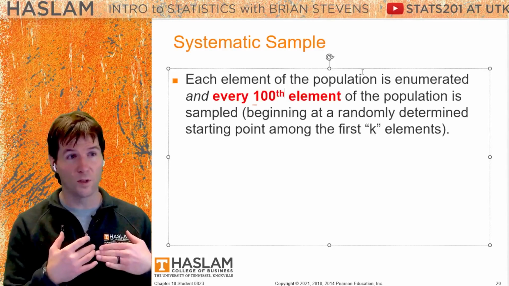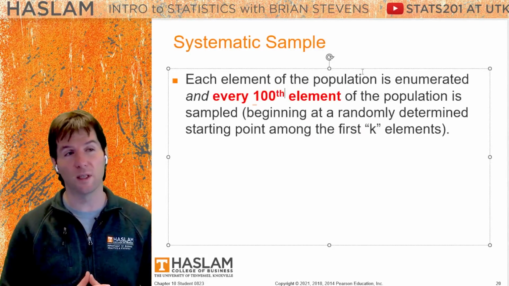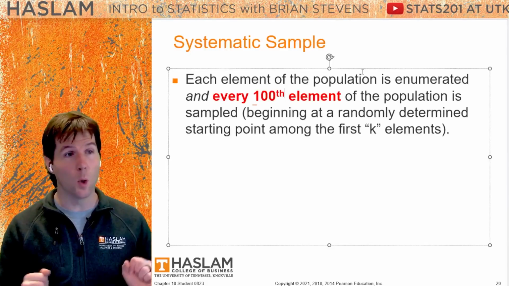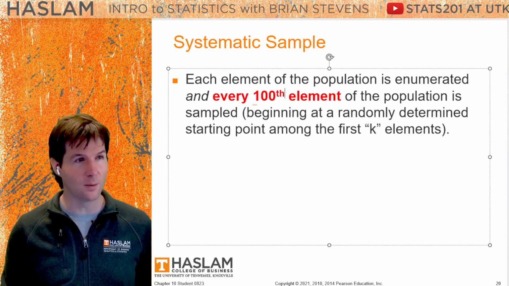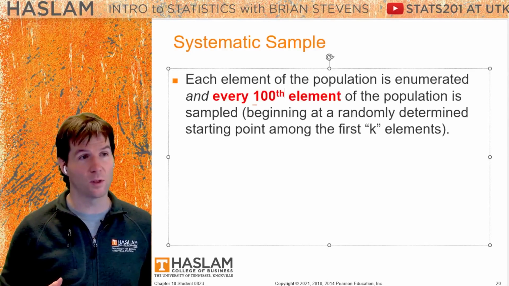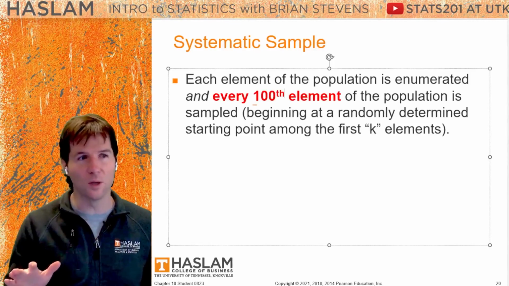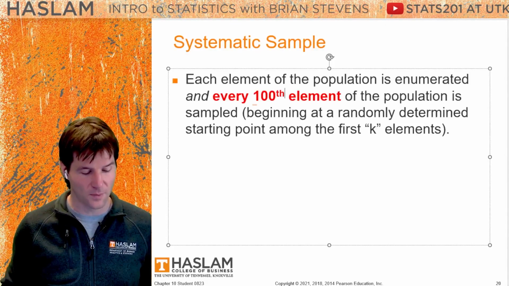You might want to, what we say, blind people to what is being done and not let them know which cars are being sampled. Blinding means they do not know about the process by which we are doing, and they wouldn't be able to influence it in some way.